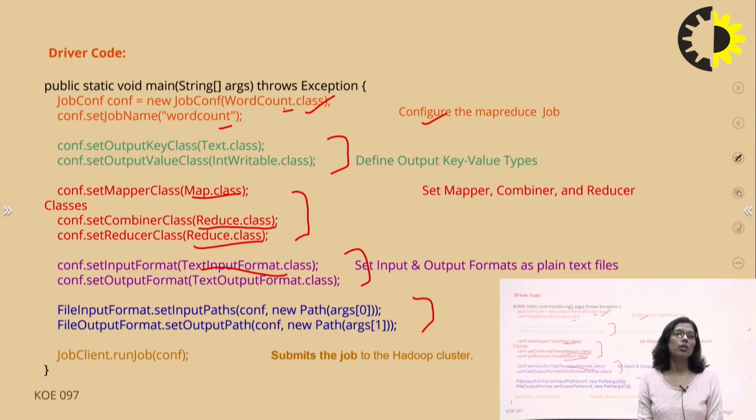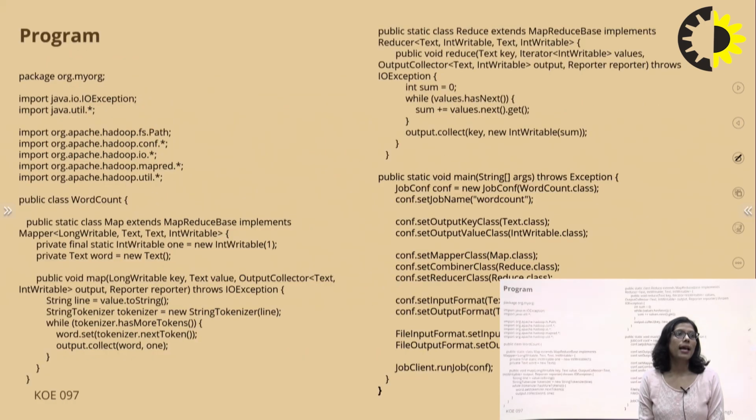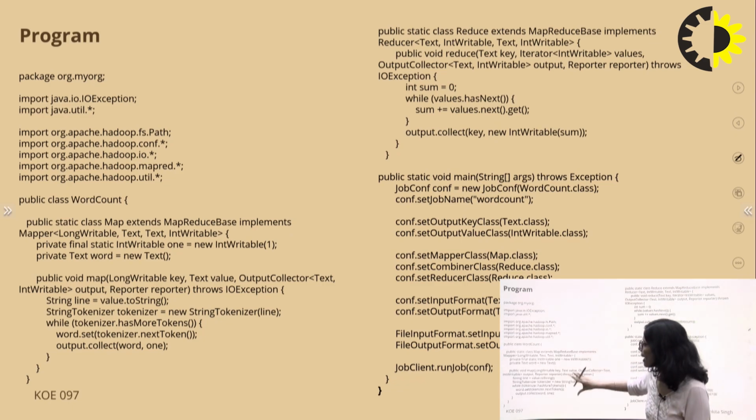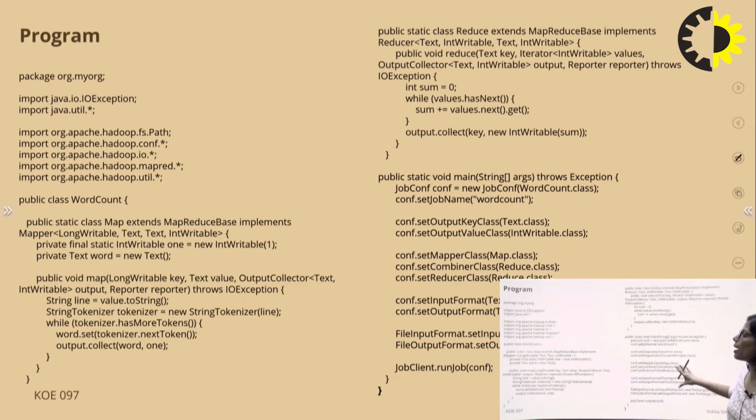So this is your driver code for MapReduce. Next is the whole program. Have a look at it; it is just a combination of what we covered. WordCount is my class name, this is my map logic, this is my reduce logic, and this is my driver logic. These three combined will form your MapReduce application.